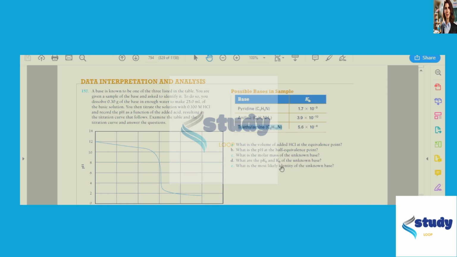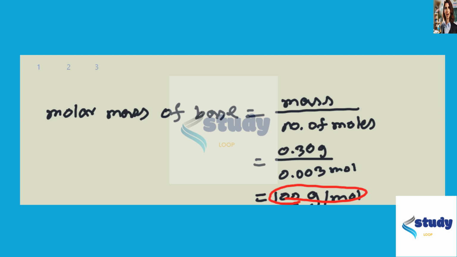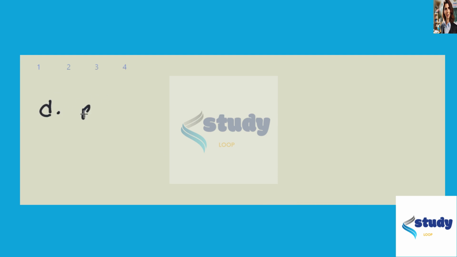Now we can answer part D, where we have to find the Kb and the pKb of the unknown base. The Kb of the unknown base is 5.6 times 10 to the power minus 4, and that means the pKb will be just the negative log of 5.6 times 10 to the power minus 4. If we take the negative log of the Kb value, it gives us 3.25.